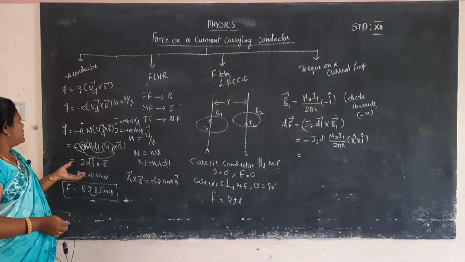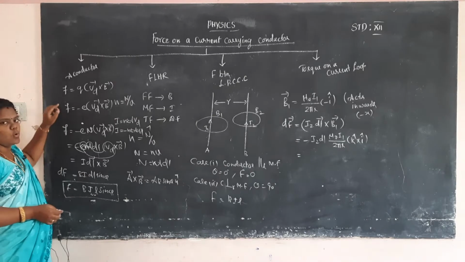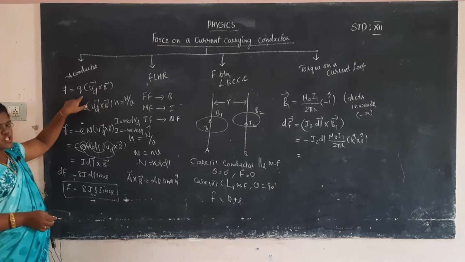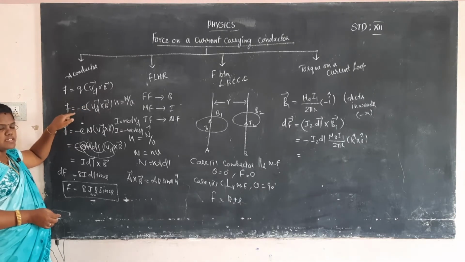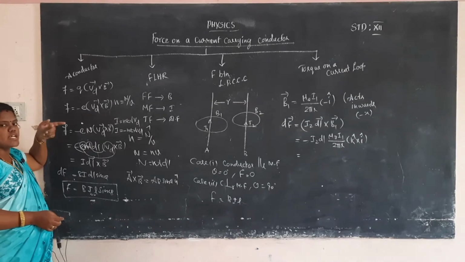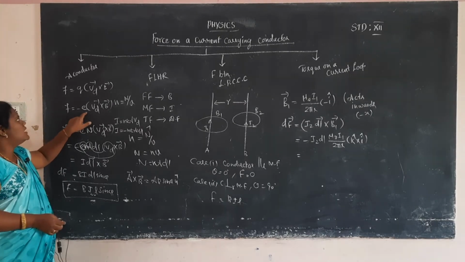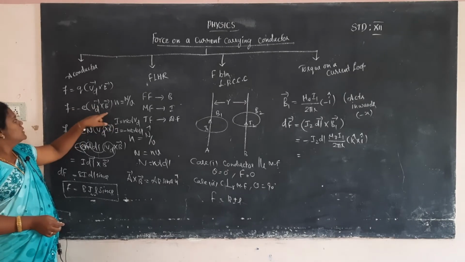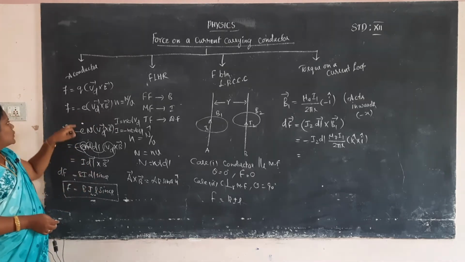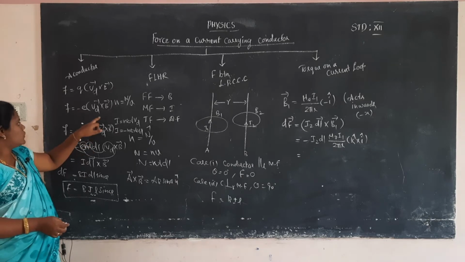How did we derive that? First we consider the Lorentz force, F is equal to Q into Vd cross B. Q is the charge. We consider the charge of the electron, which is negative, so minus e Vd cross B. Clear? Then we also consider the number of electrons in the conductor, so e into N into Vd cross B.